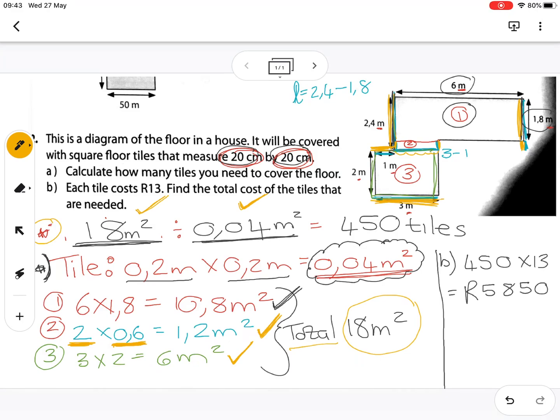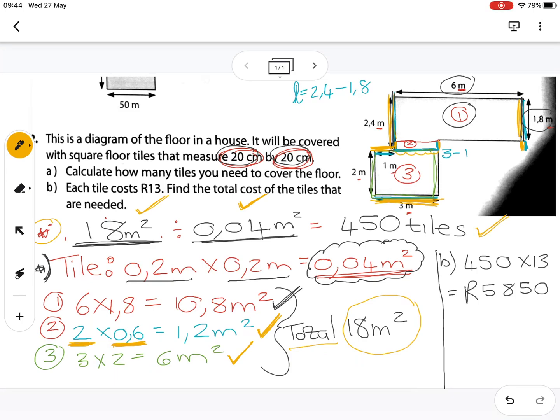Just a note that, remember, if you divide by a decimal number that is smaller than 1, your answer actually gets bigger. I know we're used to division making a number smaller, but division by a decimal smaller than 1 will make a number bigger. Right, so there we've got 450 tiles.